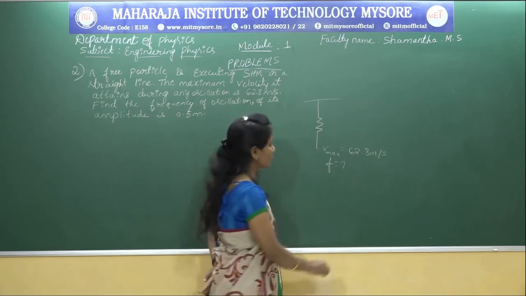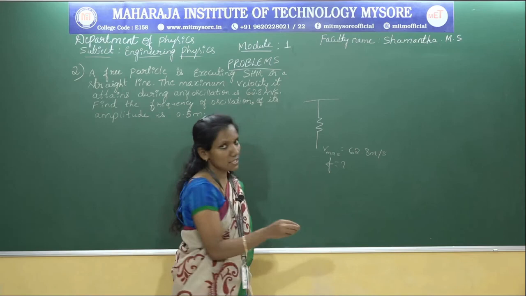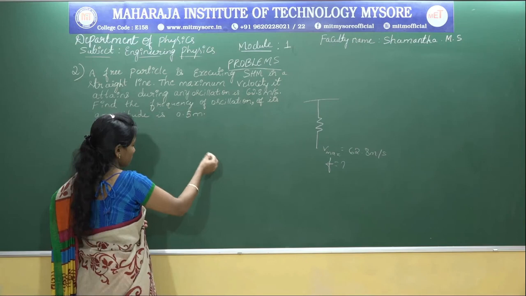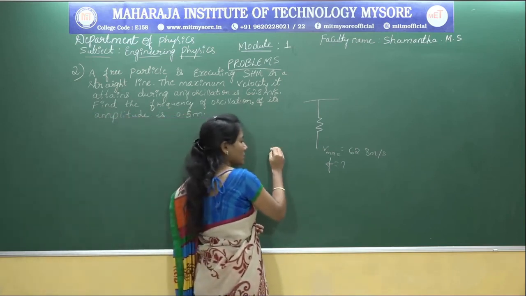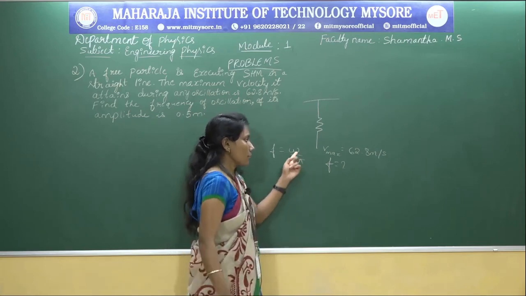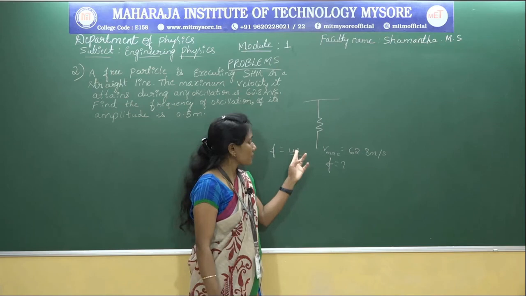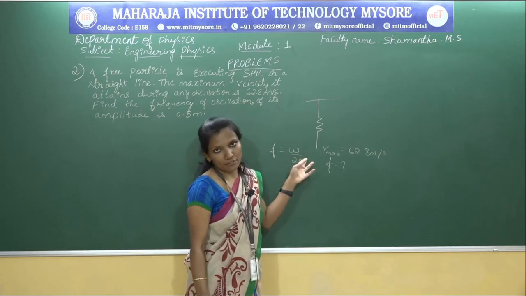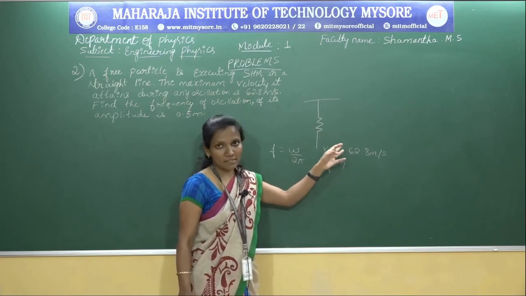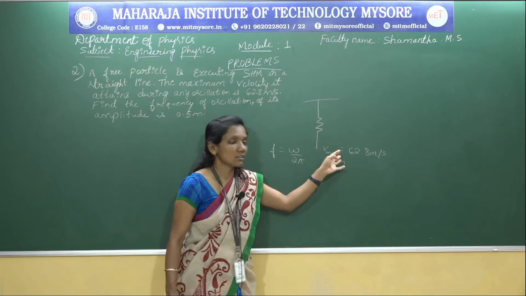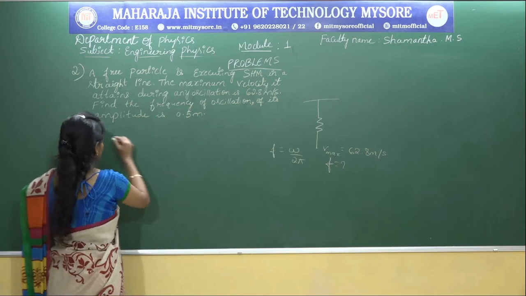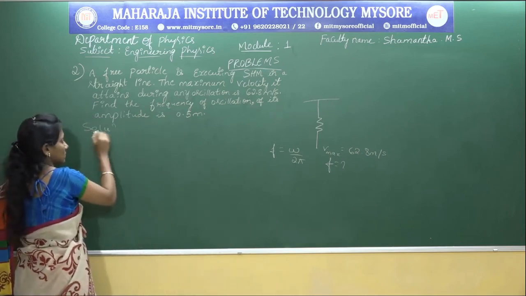So to find out the frequency, what is the formula we have? That is f is equal to omega by 2 pi, right. So omega, angular frequency, is not given. So first we have to calculate the angular frequency. How can we calculate the angular frequency? Because we have the maximum velocity value. From that, what is the formula? So for maximum velocity we have to use it.